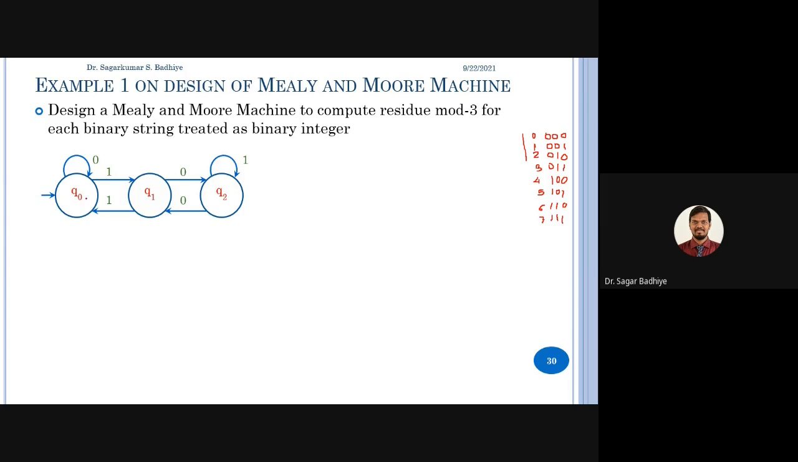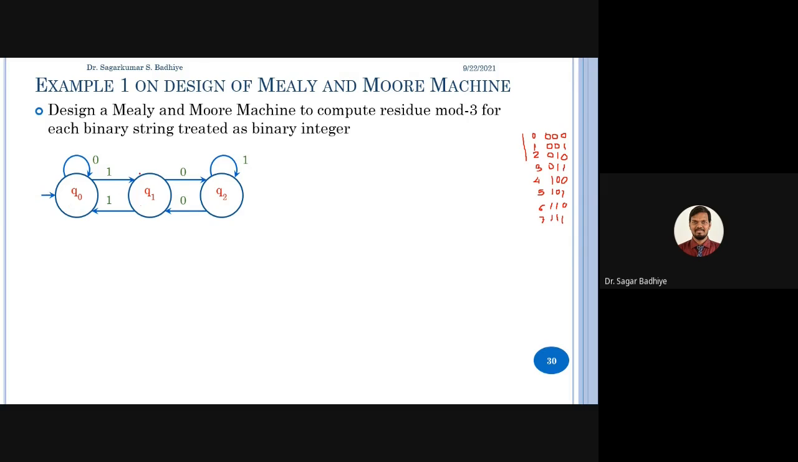Okay, now I've added transitions from all states on all inputs, right? So this machine is complete now, and if it is in state q0, it will mean that the number is divisible by 3.